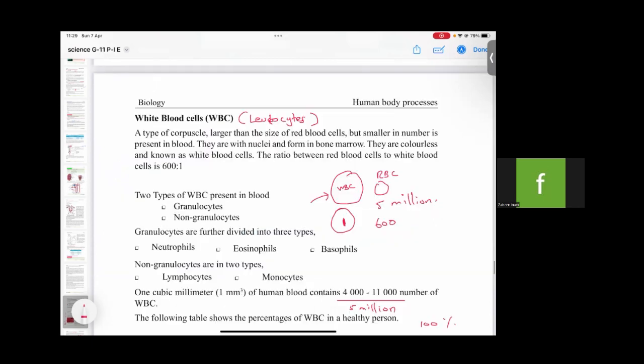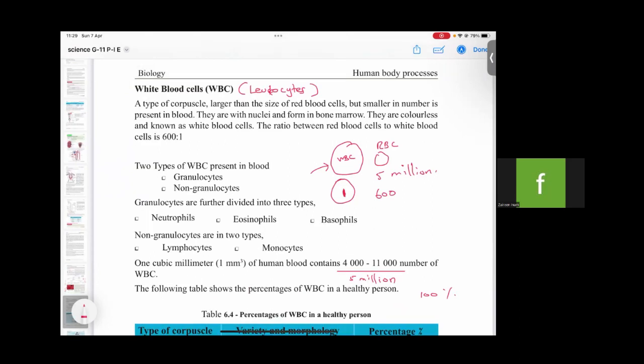And then we have WBC, which is also known as leukocytes. It's a type of blood cell. The size is larger than the red blood cells, but the number is small. They are only around 4,000 to 11,000. But they have nuclei, and they form in the bone marrow. They are colorless, so therefore they are known as white blood cells. The ratio is like 600:1. If there are 600 RBC, 1 WBC will be there.